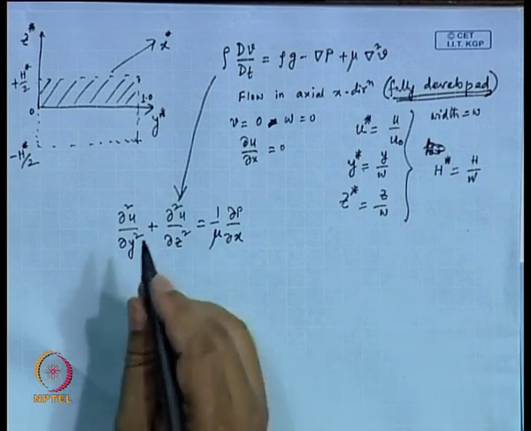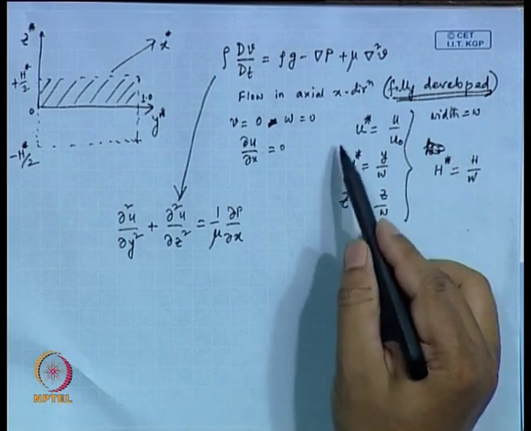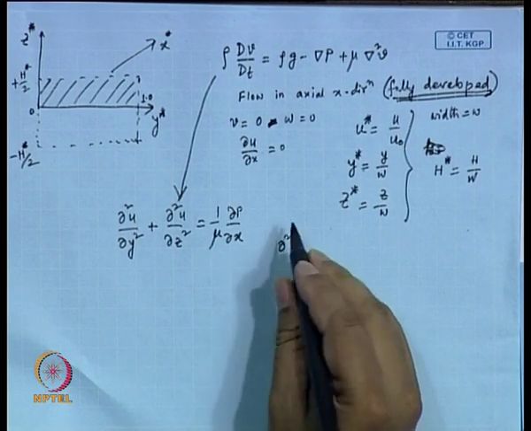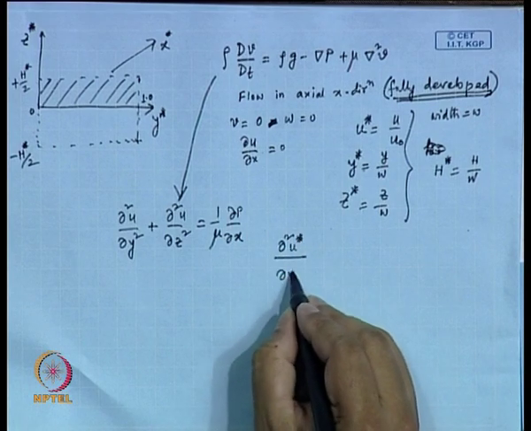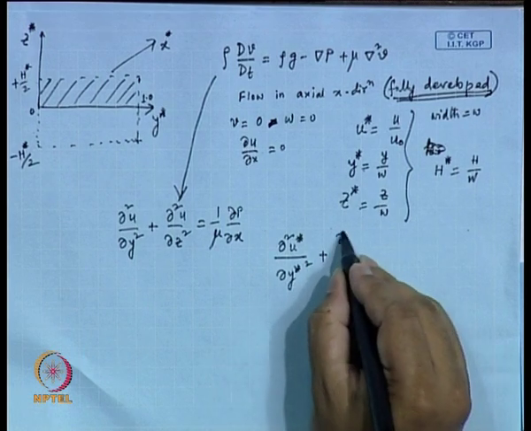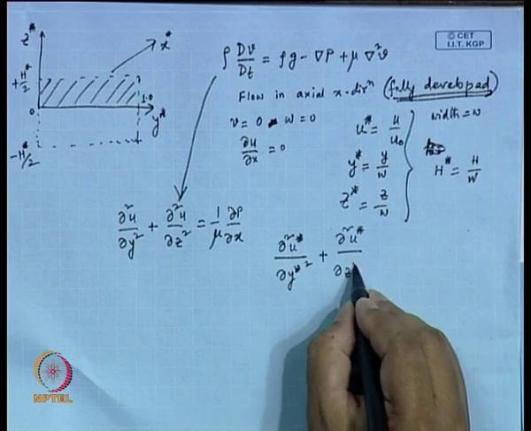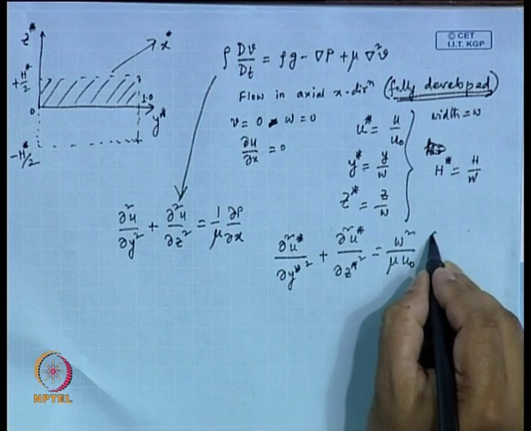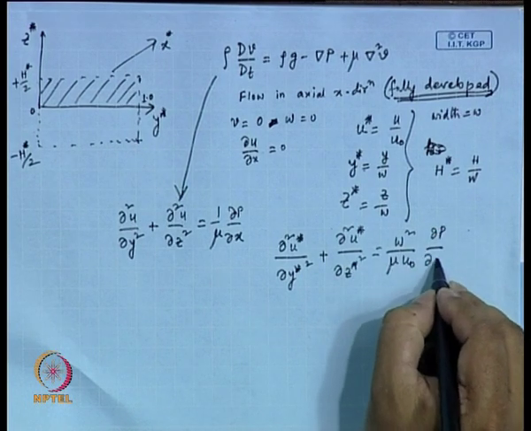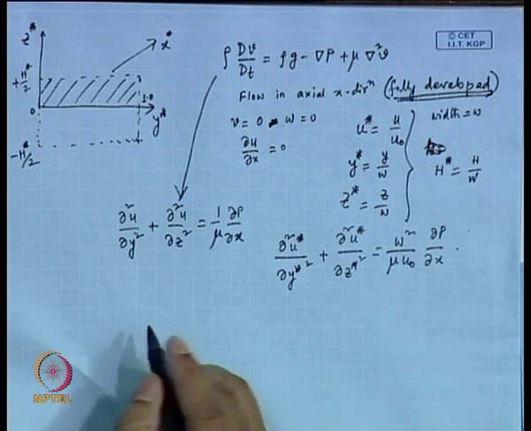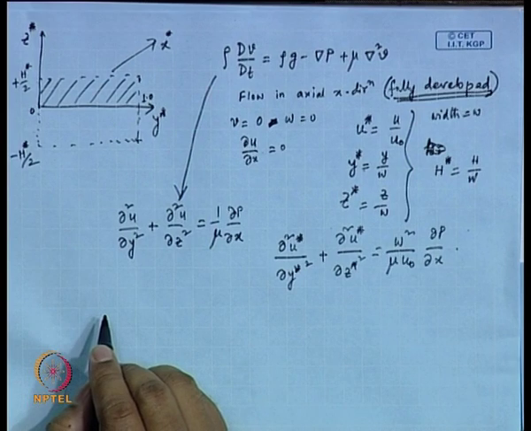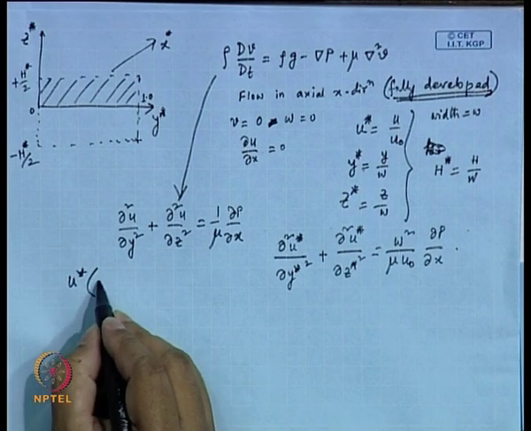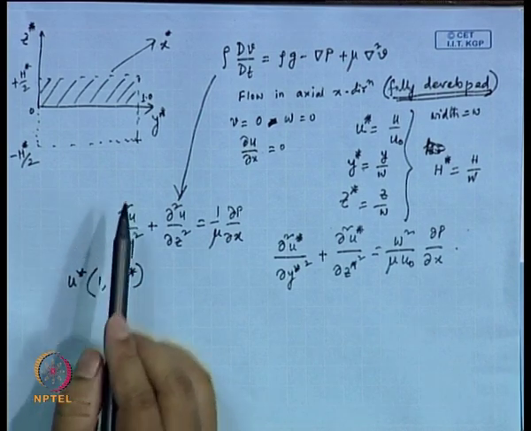this is what we would end up with. Okay. And then we can of course write it in terms of the non-dimensional variables, that means, u star, y star, z star, it would be something like del square u star del y star square plus del square u star del z star square, that is equal to w square by mu u 0 del p del x.